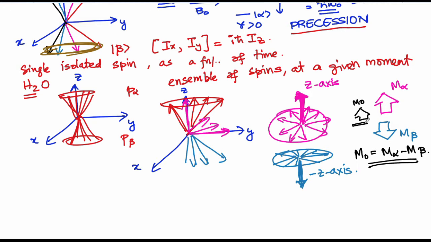NMR is all about how we perturb this tiny bulk magnetization that we get. Remember, this comes up due to the population excess in the alpha state versus the beta state, and how this can be manipulated in order to get the information that we want about the system.